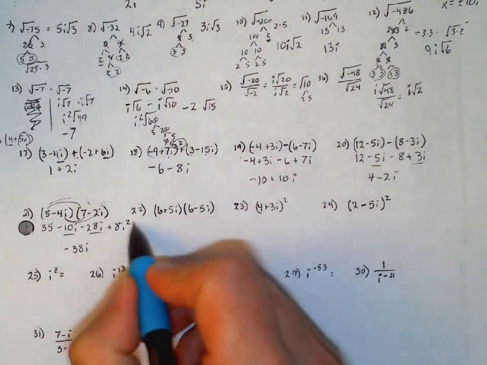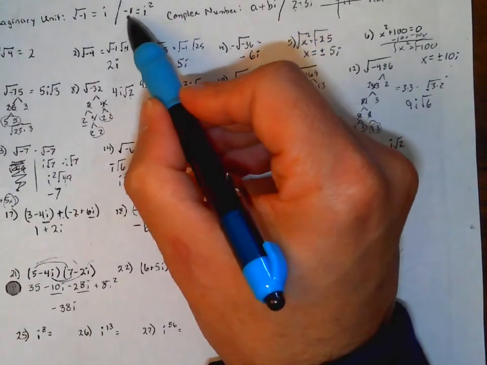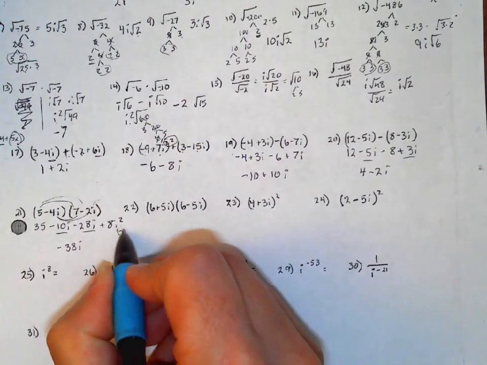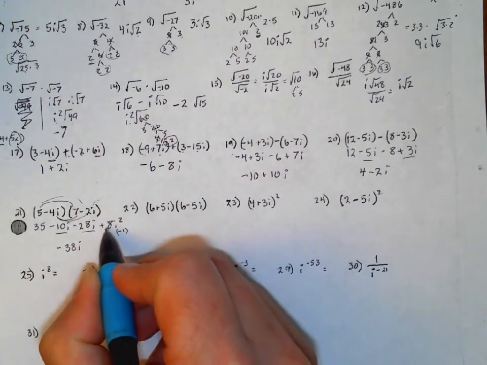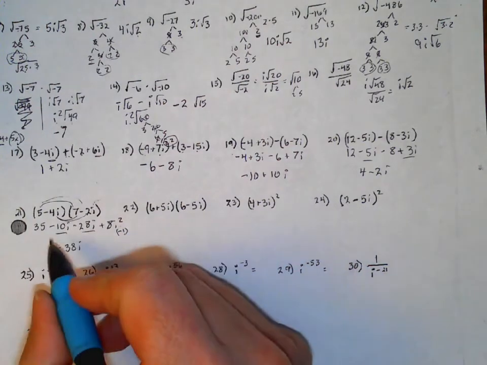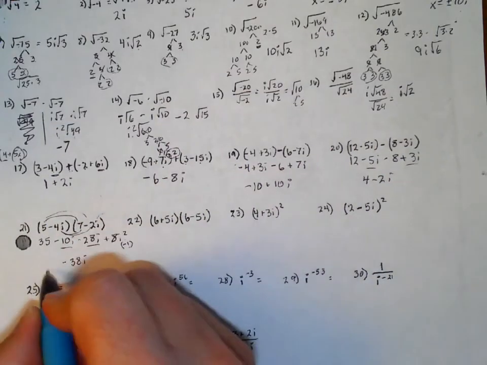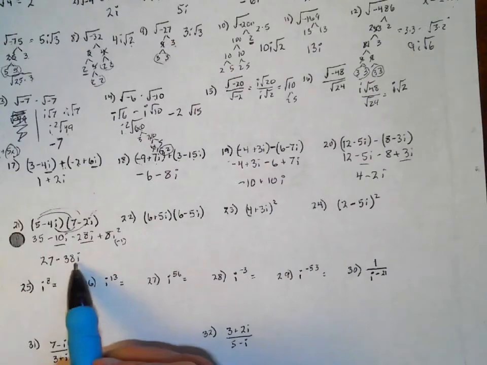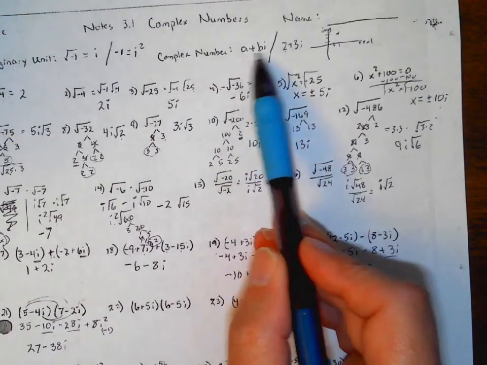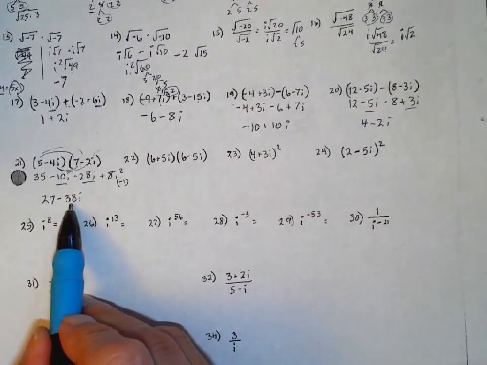Now here's the thing, we got to make sure we simplify this. We had said at the top here that i squared is equal to negative 1. So we have to take this i squared and put a negative 1 there. So we have 8 times negative 1, which makes negative 8. And then I can combine that with this 35. So 35 minus 8 gives you 27. And the way we write a complex number, we had said at the top here, was the real part and then the imaginary part.